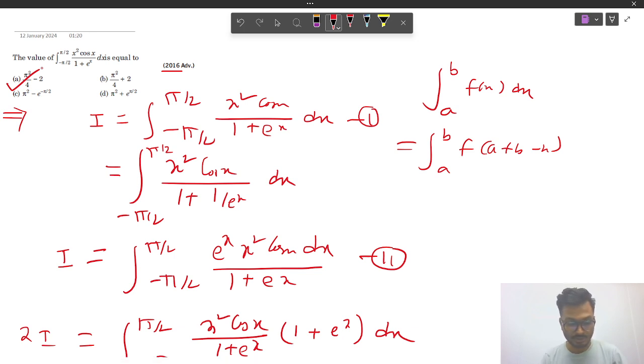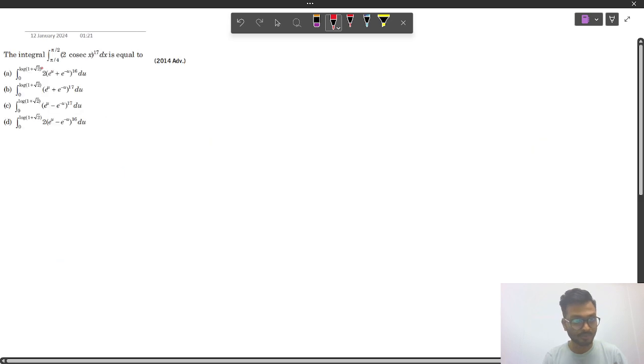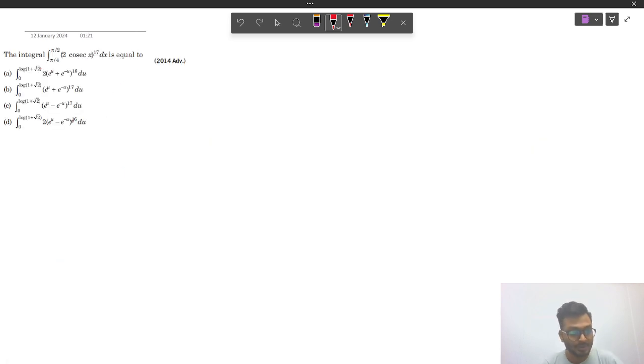Now let's explain another question. This question was asked in JEE Main 2014. In this question some trick will be used. Let cosec x plus cot x equals t.